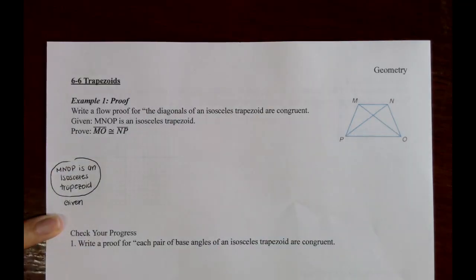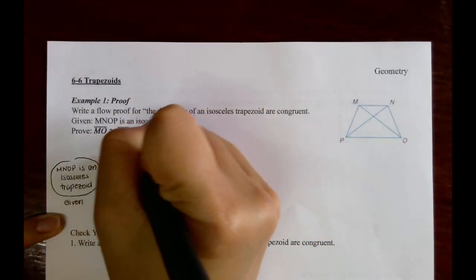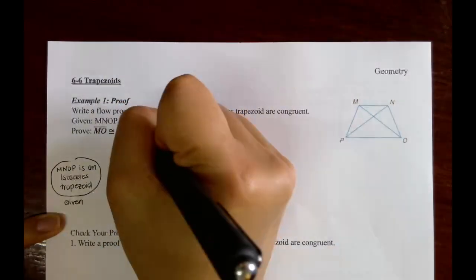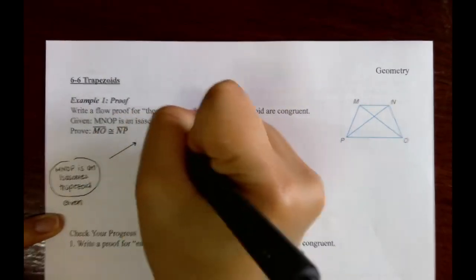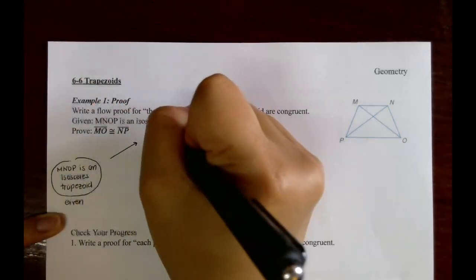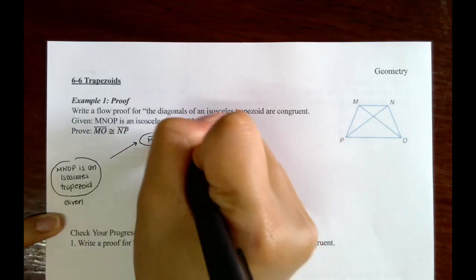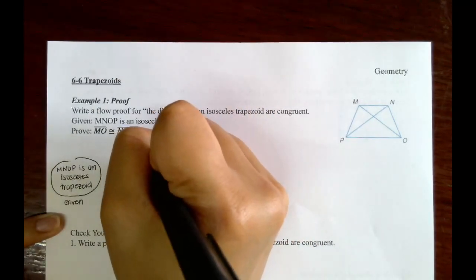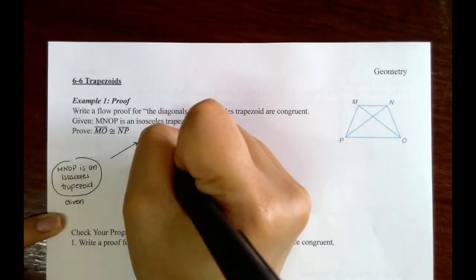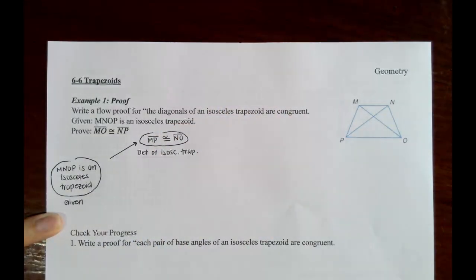Because it's an isosceles trapezoid, what I know is that MP and NO are going to be congruent. That's one of the things I know. MP is congruent to NO. That is going to be due to the definition of isosceles trapezoid.